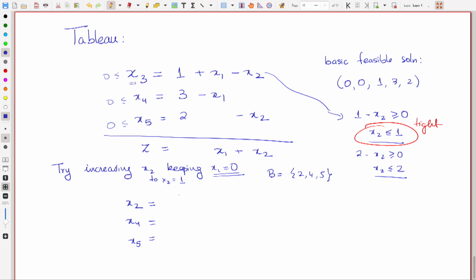So now what we should do is write x2 in terms of x1 and x3. So this will become 1 plus x1 minus x3. This will still be 3 minus x1. Here, this x2 I have to substitute using this equation. So I have to say 2 minus x2, but x2 is 1 plus x1 minus x3. So if I work that in, I will get 2 minus 1, so I will get 1 here.